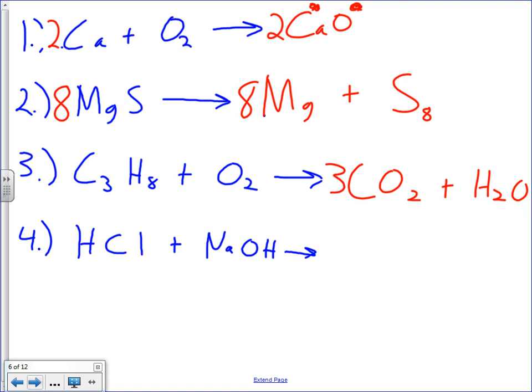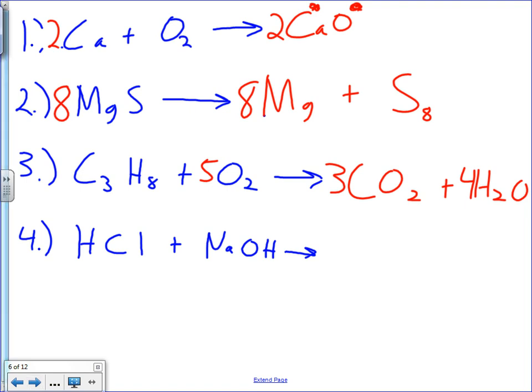There's 8 here. Now there's 8 over there. And now I balance my oxygens. 3 times 2 is 6, plus 4 more is 10. 5 times 2 is 10. Okay? The combustion reactions are probably the easiest ones for prediction.